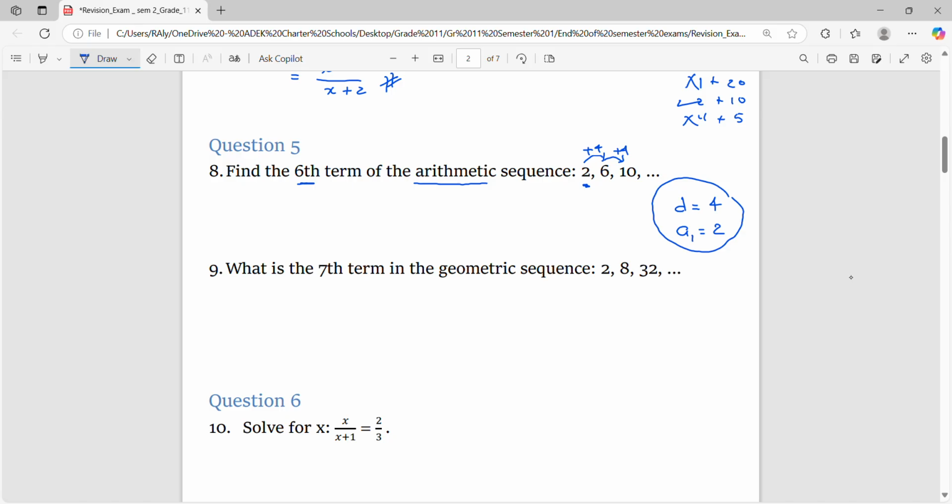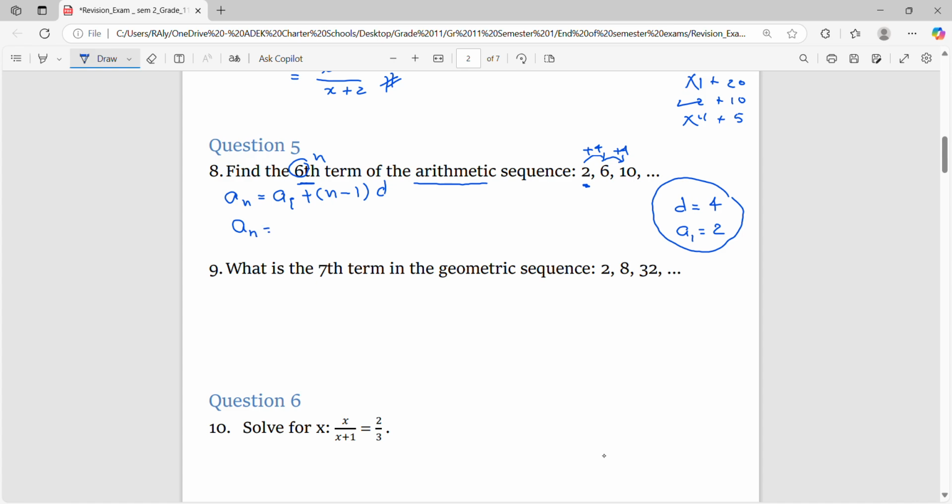Some of you can guess by adding 4 three more times to get the sixth term, but the formal method is to write the nth term. You can find all formulas regarding sequences in the formula sheet in this revision or even in the exam paper. So an, the nth rule of an arithmetic sequence, is a1 plus n minus 1 times d. What do we call this sixth? This is n. This is 10, but keep that for the last step.